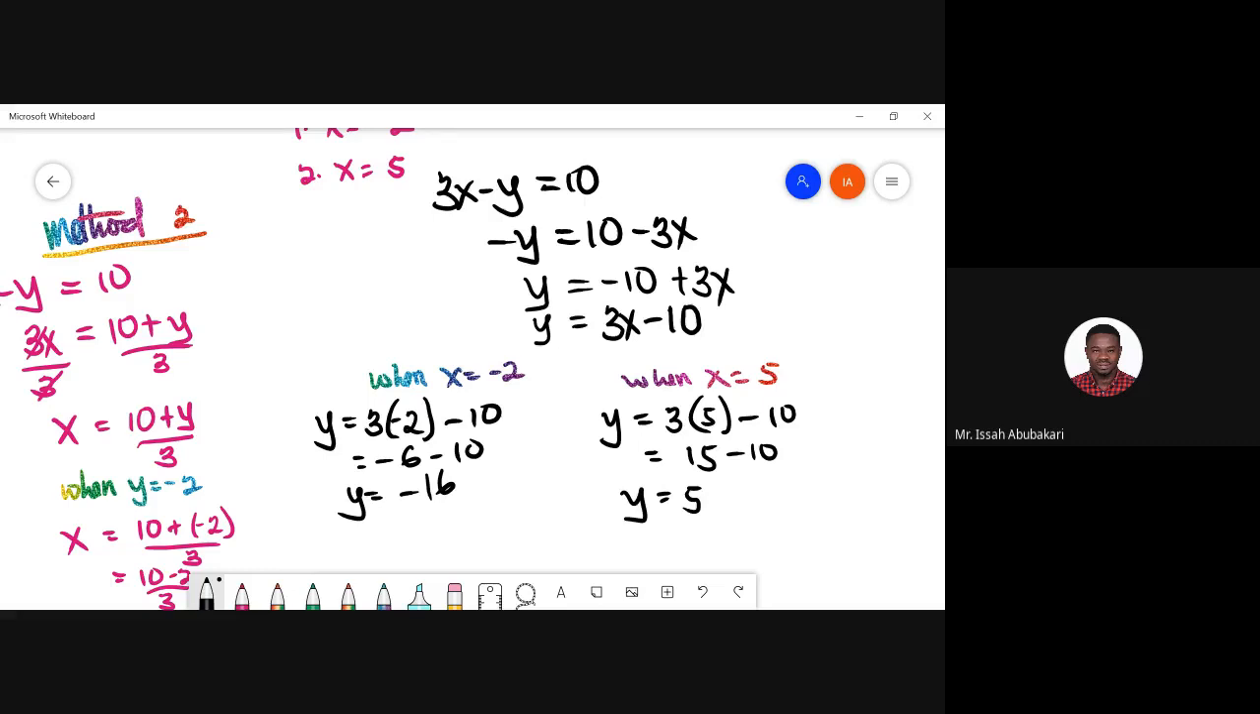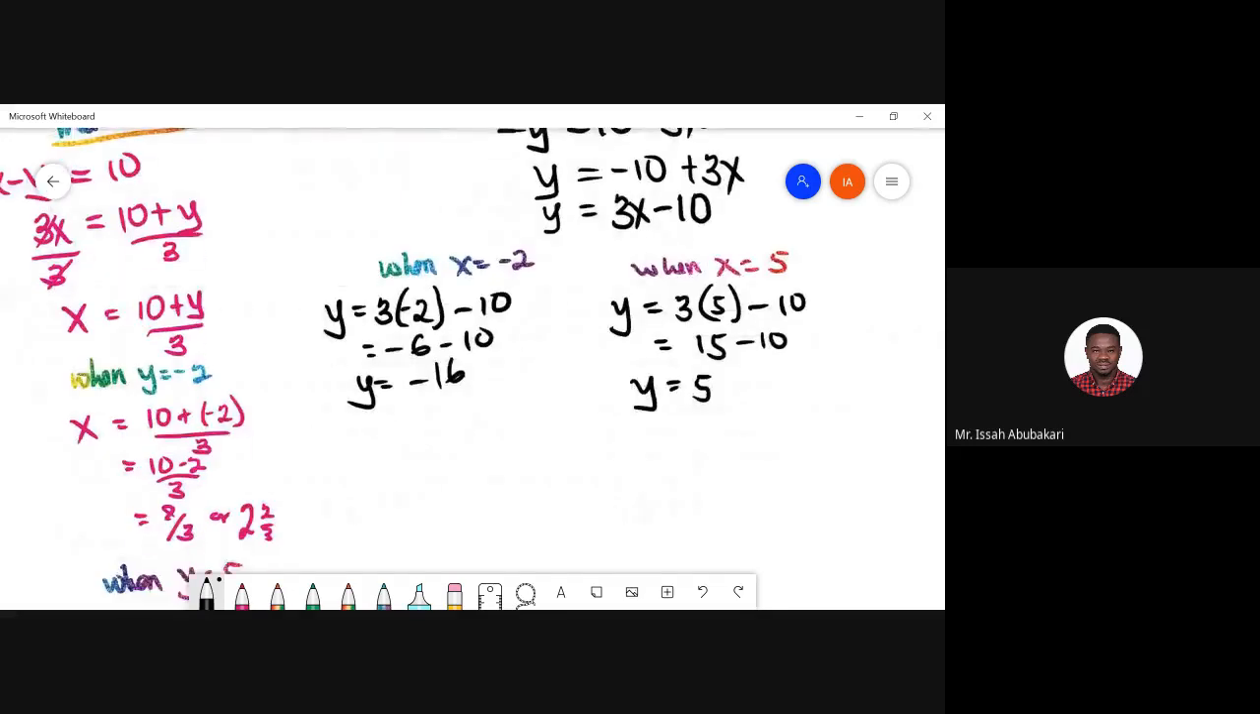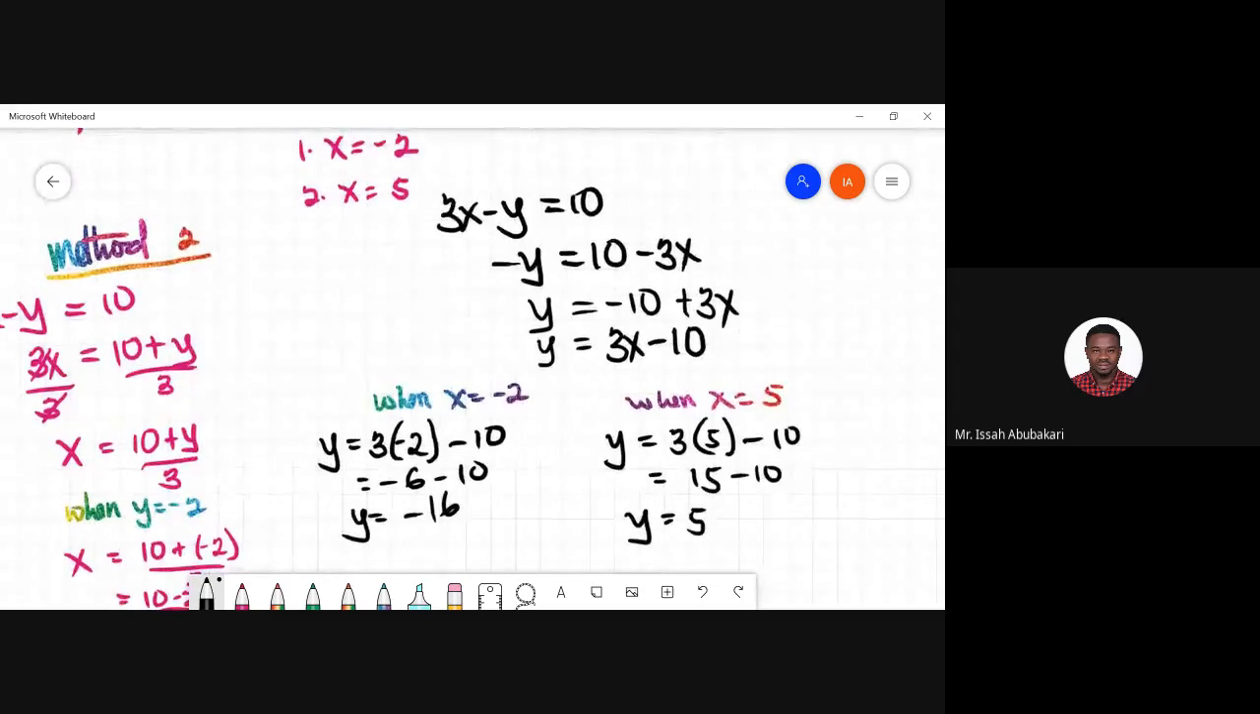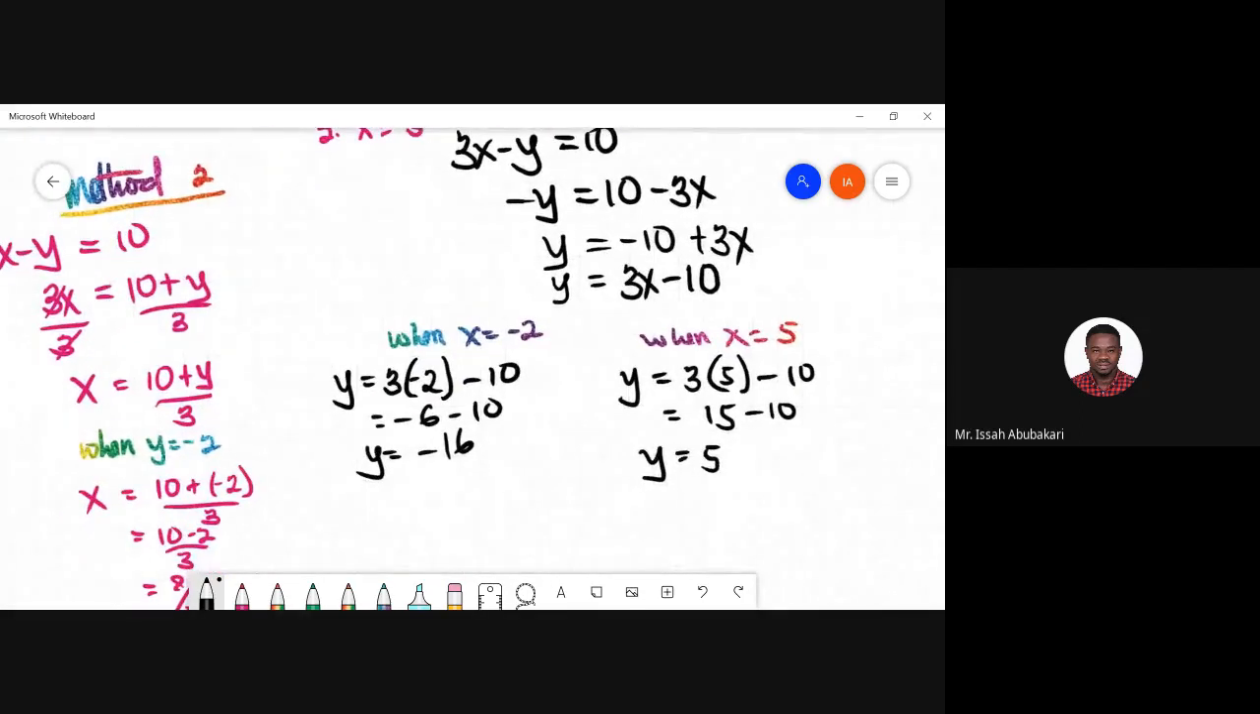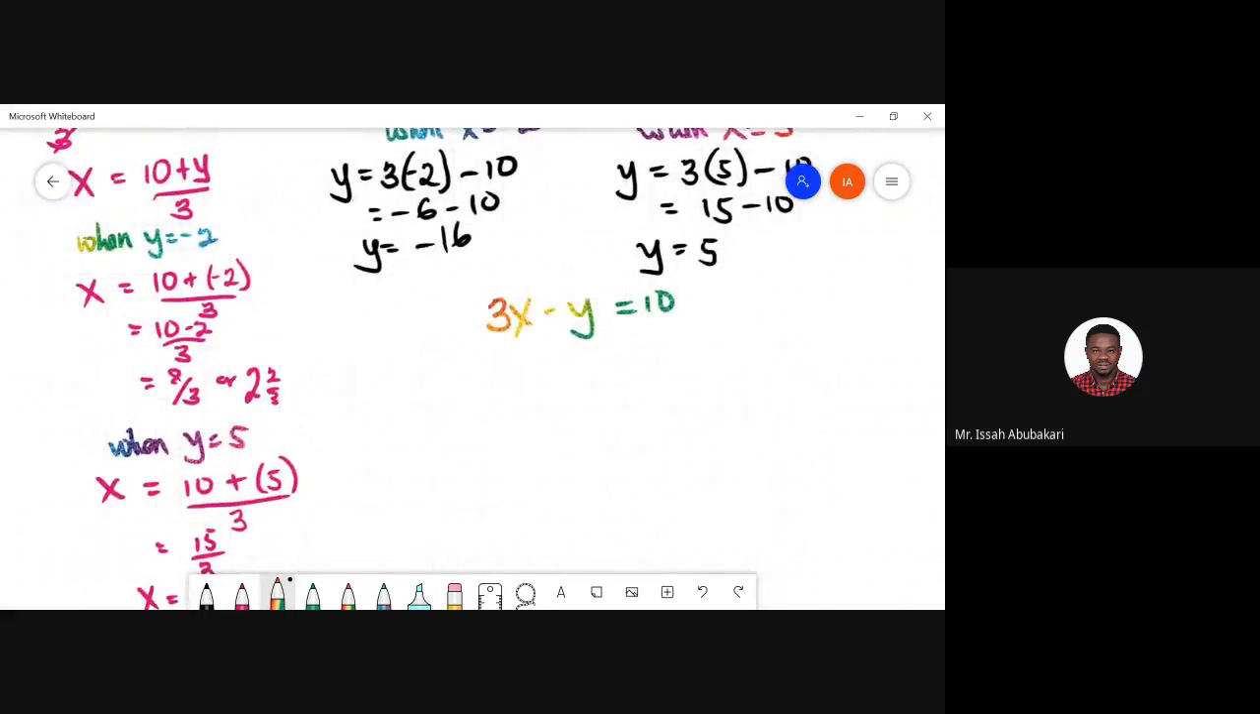And if you want to use method 1 to also solve this one, now let's try to use method 1 to solve this question. What is the equation? Let me write the equation first. The equation is 3x minus y is equal to 10. Okay. Now let's try to use method 1 to solve this question.